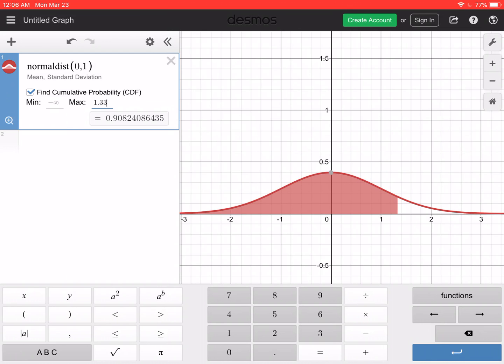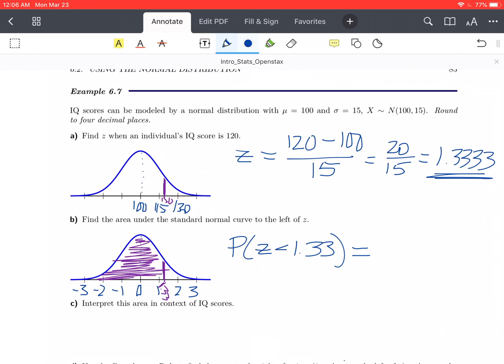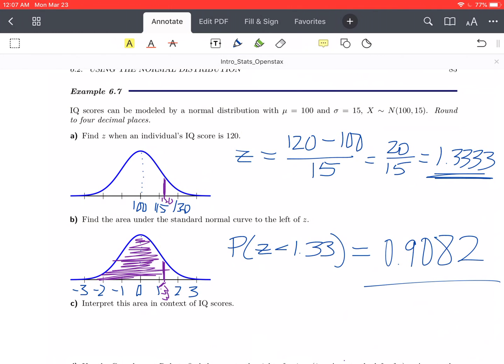1.33, which is 0.9082. Okay, round to 4 decimal places, so 0.9082. That would be the area under the standard normal curve, less than 1.33.